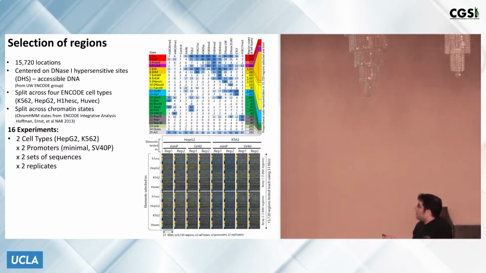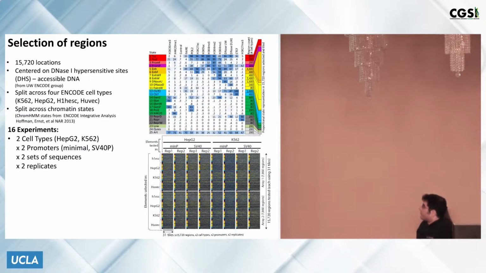So all the experimental work was done by my collaborator Tarjei Mikkelson's group. And what we ended up doing was we took locations that were all centered on DNase I hypersensitive sites. So these are regions of open, accessible DNA. There's an assay that can specifically find these regions. And they were selected to be in different chromatin states. And you'll hear about this next week. But just very briefly, based on different types of epigenetic marks and their combinatorial and spatial patterns, we can partition the genome into these different types of chromatin states.